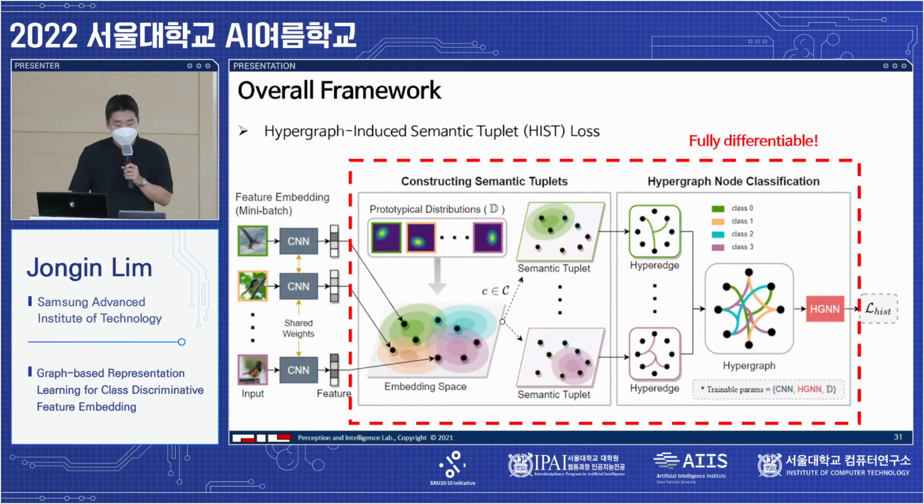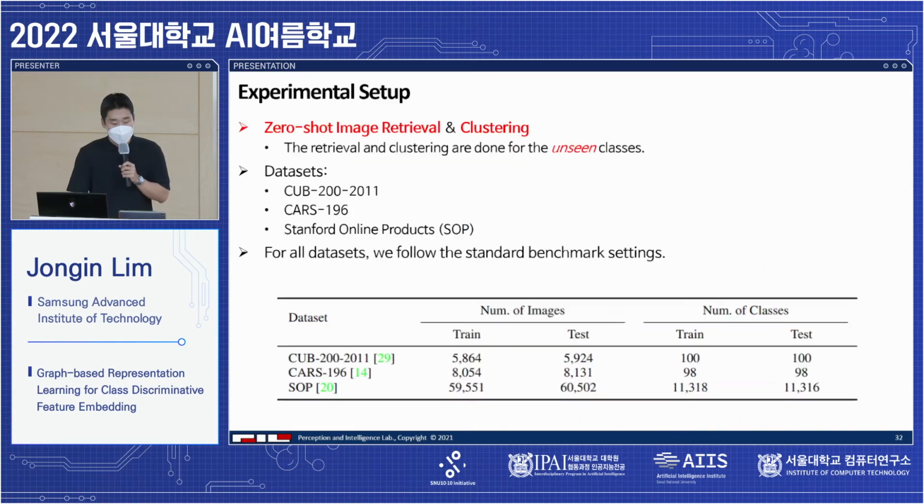Notably, by leveraging multilateral semantic relations, our HIST loss drives the embedding network to capture important visual semantics and attend to meaningful object regions, which we will show in the experiment section. Now, we share our experimental results. We validate our method on 3 public benchmarks for metric learning and evaluated the image retrieval and clustering performances.